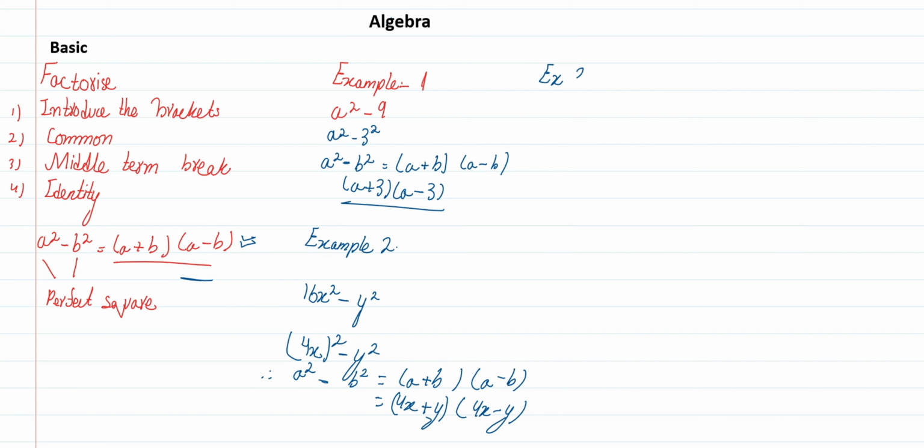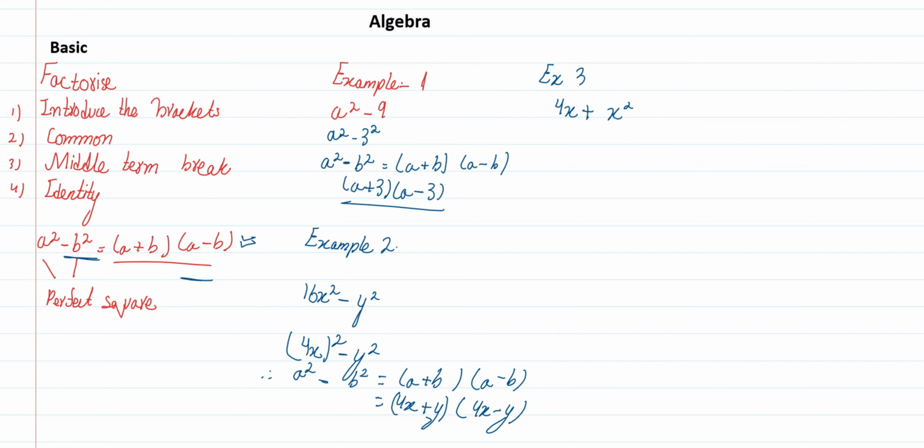Now example number 3. In example number 3, if I give you this, you don't have to use the identity, because the first term, that is 4x, is not a perfect square, and the other one is a perfect square. But there is also another problem, that is the positive sign. So now you don't have to use this identity. Now you have to look: yes, you take a common, that is x.